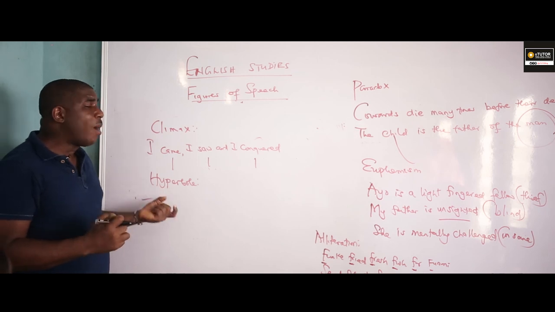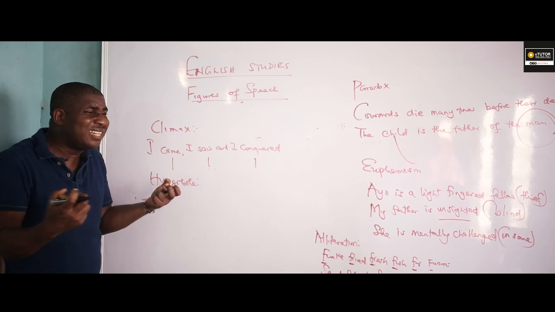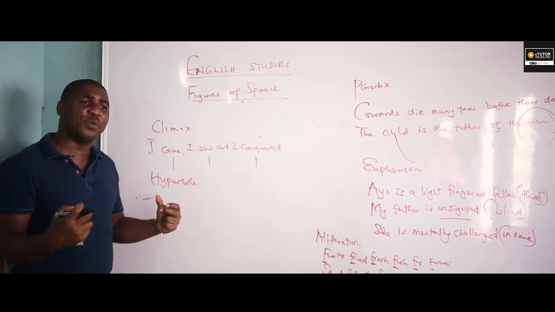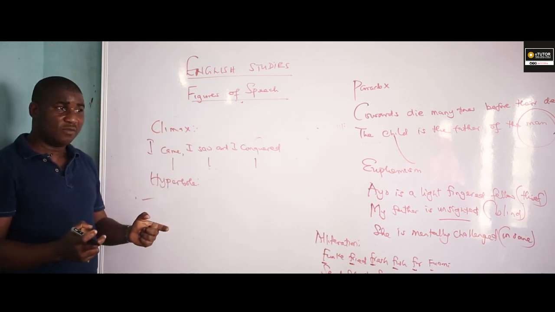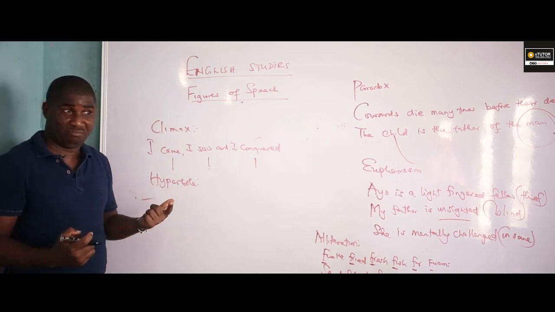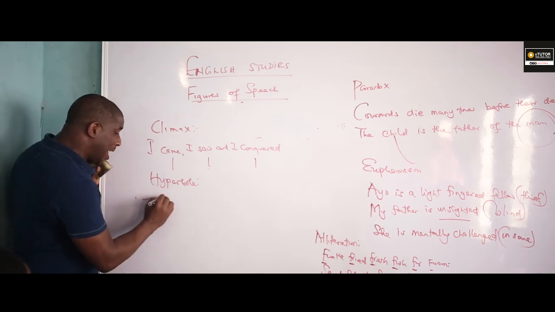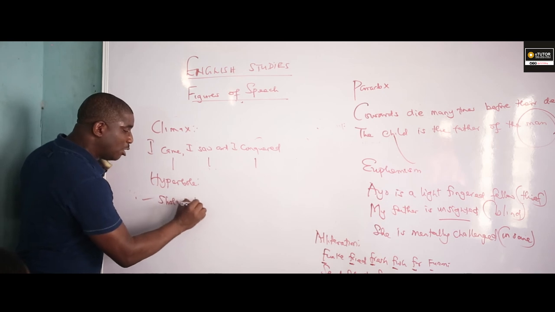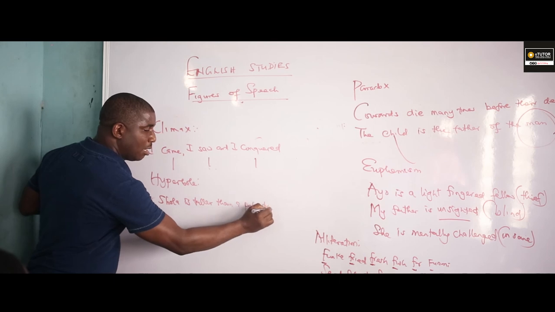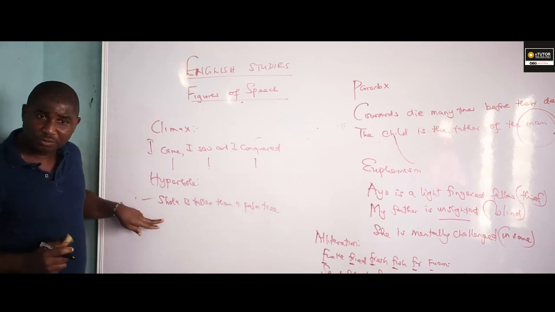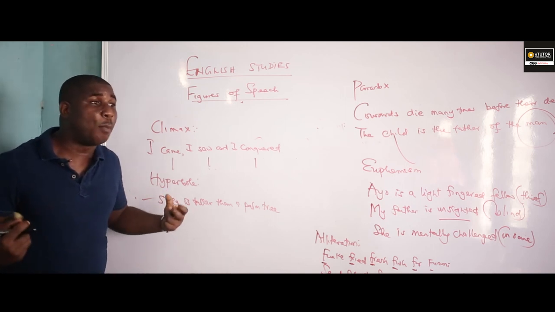Now the next one is hyperbole. Hyperbole is otherwise known as overstatement. What do I call it? Overstatement. A deliberate exaggeration. Hyperbole is a figure of speech that makes something smaller sound bigger. For example, if I say, I will die for your love. Of course, I'm exaggerating. Or if I say, Shola is taller than a palm tree. This is an exaggeration. The height of Shola has been blown out of proportion.